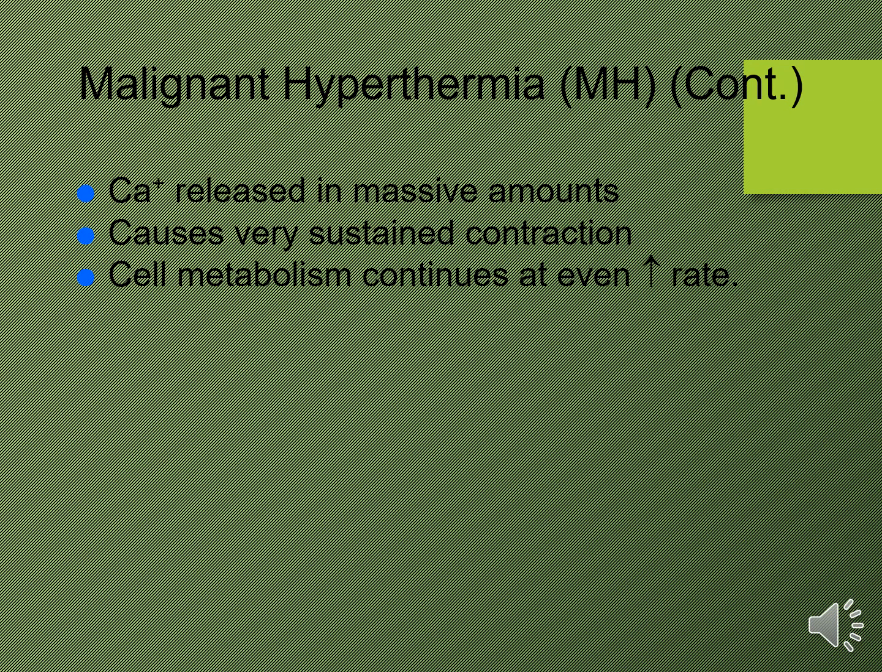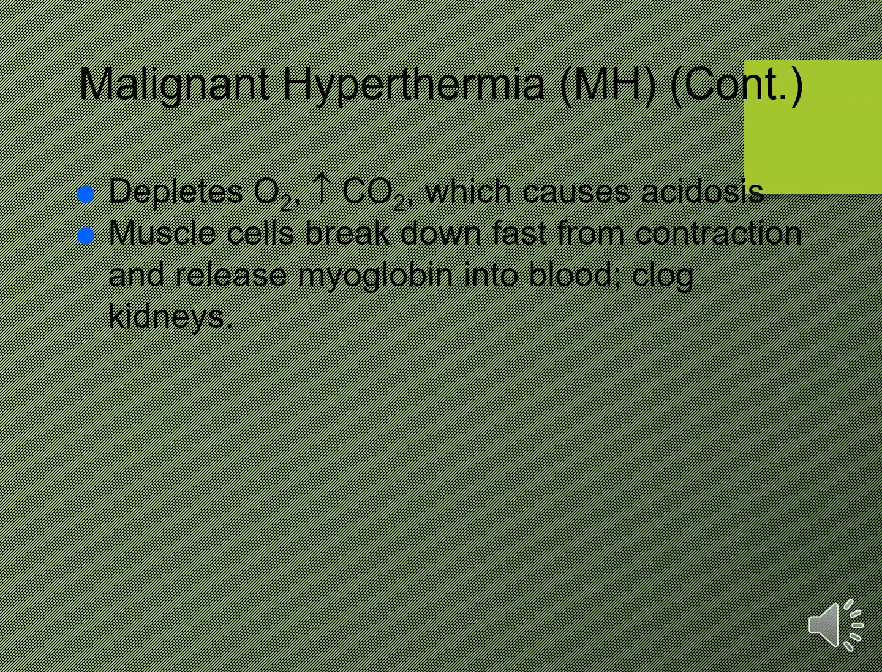When the triggering agents are administered, the patient is going to have massive amounts of calcium accumulate in the muscle cells, which is going to cause a sustained contraction. Then the cell metabolism is going to continue at an increased rate, and it's going to cause heat production. There's a depletion of oxygen, which causes acidosis and muscle cell breakdown. Then myoglobin is released into the blood and clogs up the kidneys.